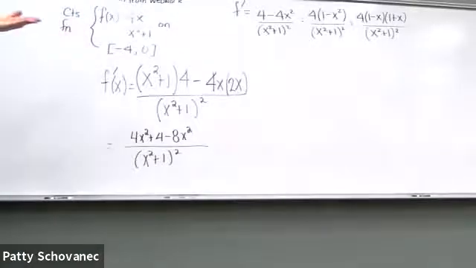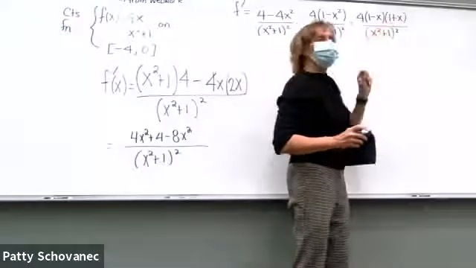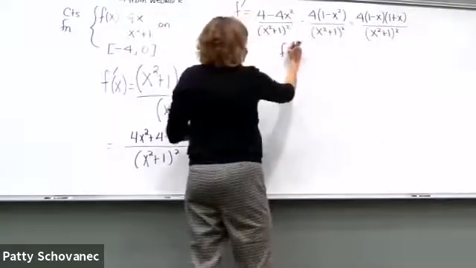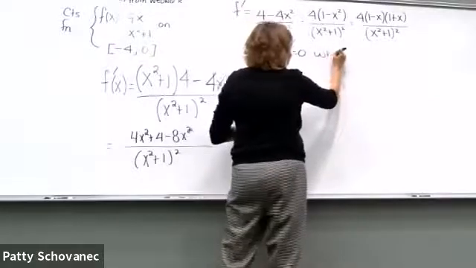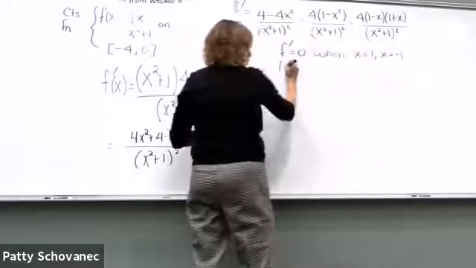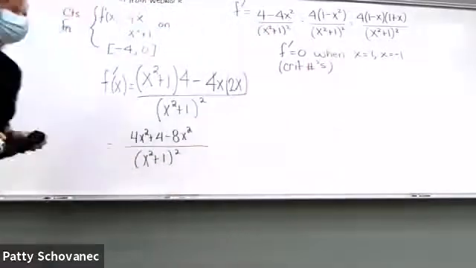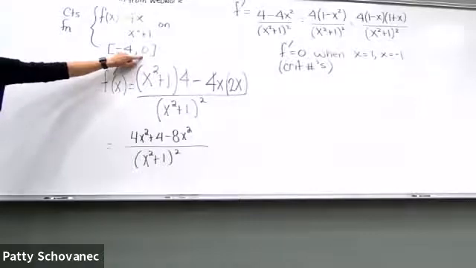Okay? And over there, the x squared plus 1 squared is never going to be zero. The sum of two perfect squares is always positive. So the only thing that makes this derivative zero is when the numerator is zero. And the numerator is zero when either 1 minus x is zero or 1 plus x is zero. So our two critical numbers are x is 1 and x is negative 1.